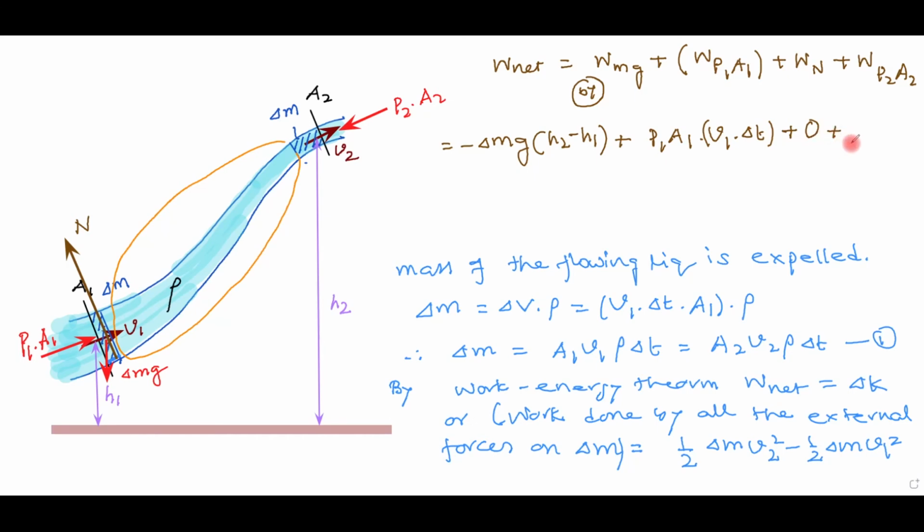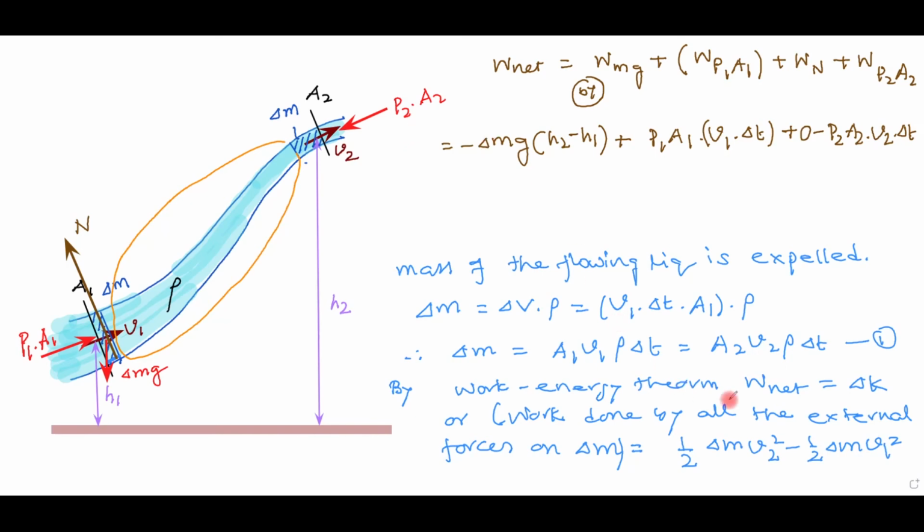Then the work done by P2A2. You can see that P2A2 is towards left while the mass del m displaces towards right. So for P2A2, force and displacement are oppositely directed, and that's why the work done by P2A2 will be negative. P2A2 is the force.